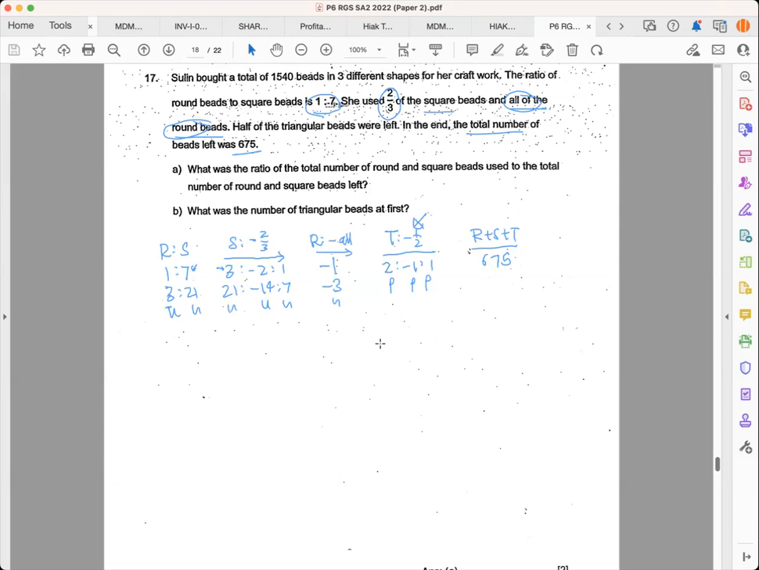What was the ratio of the total number of round and square bits used to the total number of round and square bits left? So let's look at the used. Round used is 3 units. Square used is 14 units. So it is 17 units.